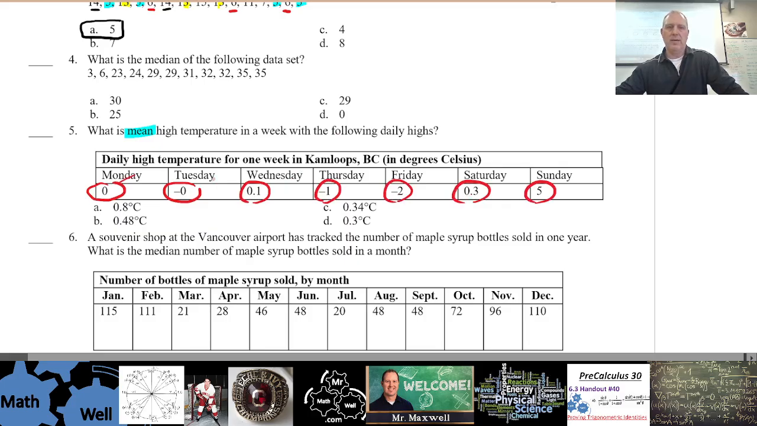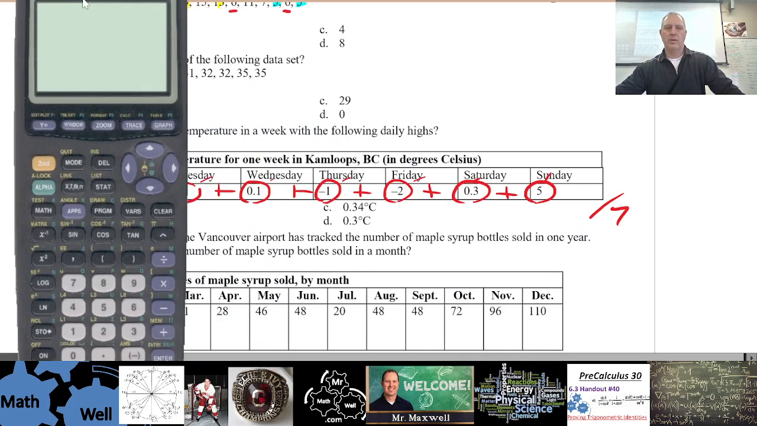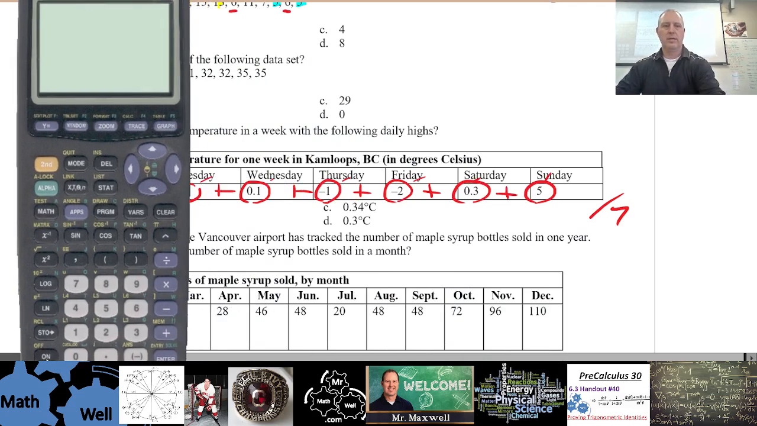So we add up all of these numbers here. And then I divide by 1, 2, 3, 4, 5, 6, 7. Then I divide by 7, right? So we're going to add them all up, and then divide by 7. So we'll get our calculator out. Let's try that.